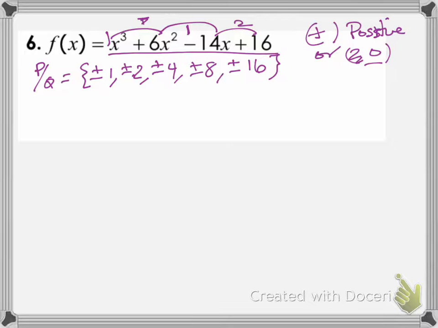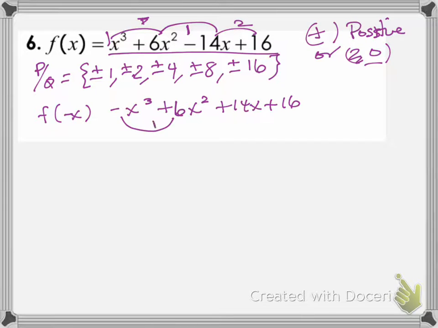So let me see if I do negative x. That would be negative x cubed plus 6x squared plus 14x plus 16. So this is negative to positive, that would be 1, and then positive, positive, positive. So this is better because now I know that there's 1 negative real 0. So I know there's 1. I'm going to check for 1.